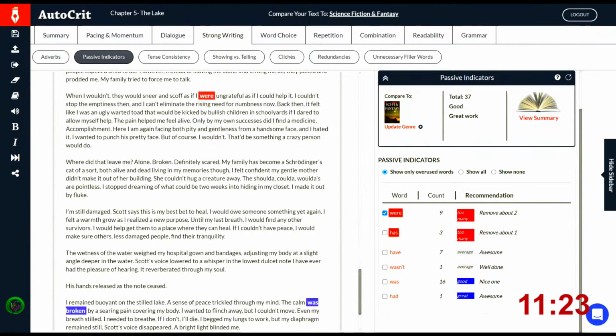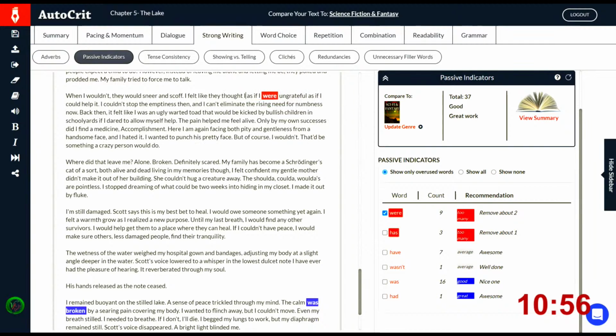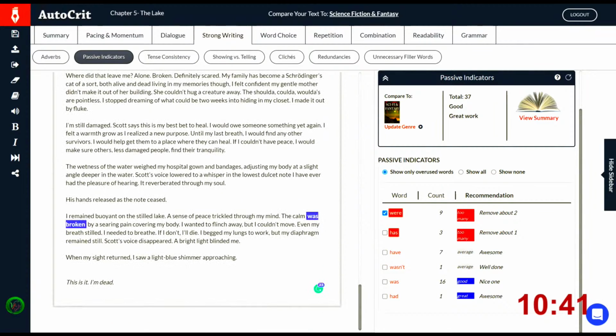All right, here's our next word. When I wouldn't, they would sneer and scoff as if I were ungrateful, as if I could help it. All right. Scoff. If I could help it. Perfect. All right. And then we have was broken down here.